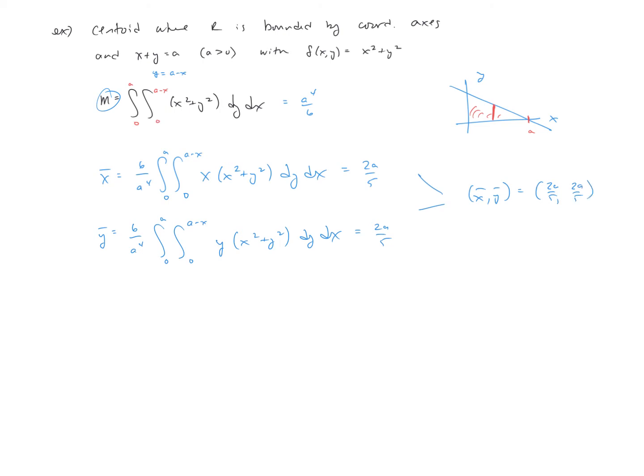Which is kind of convenient, and I don't know if it's so much convenient as maybe it's just something that's expected with a very symmetric region like this, with a very symmetric density function. You are in fact going to have some symmetry when it comes to that center of mass, or that centroid that we're trying to find here.